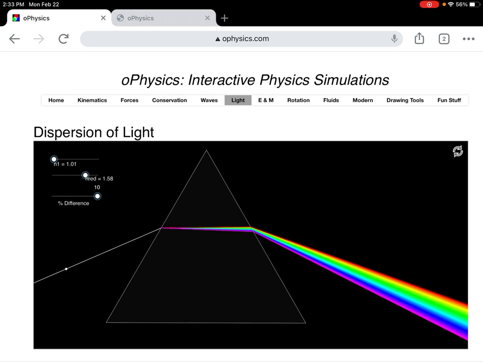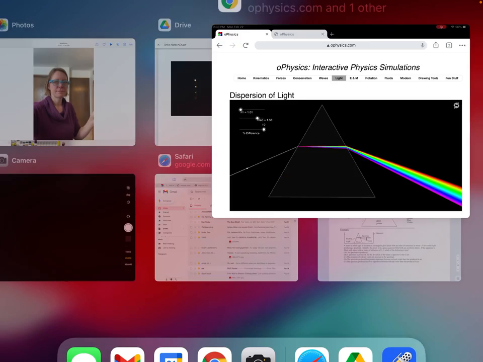The inside here, we're saying this is 1.58. That's probably like glass. And then you can see the percent difference between the red light and the purple light. So this property, that the index of refraction is different for different wavelengths, different frequencies, is what allows rainbows to happen.